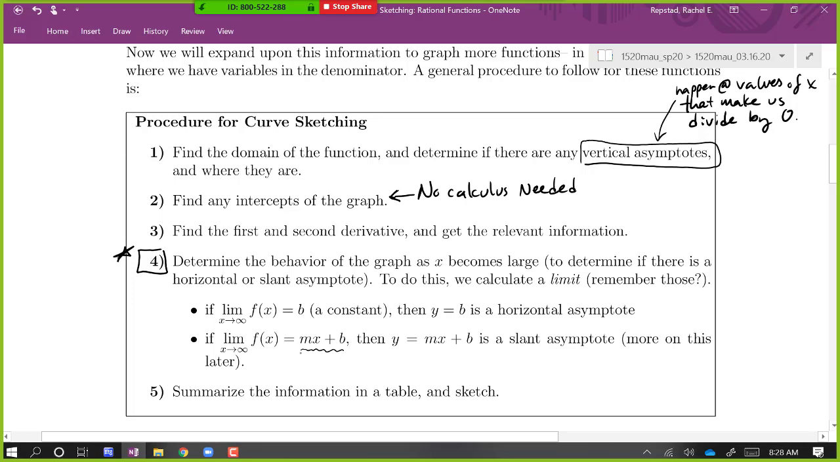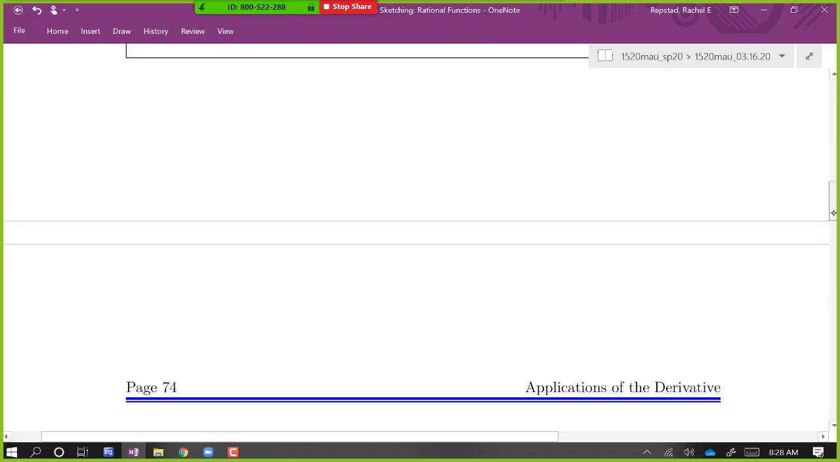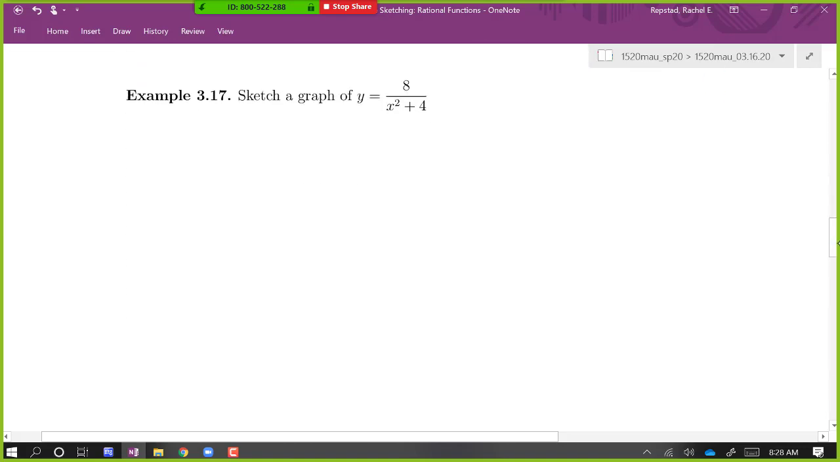So if that appears confusing for you at first, don't worry. Hopefully, we'll clear that up when we actually see one in action. And then step five is just like it was in the last section. We're going to summarize all of our information and use it to sketch the graph. So we're going to do a couple of examples.